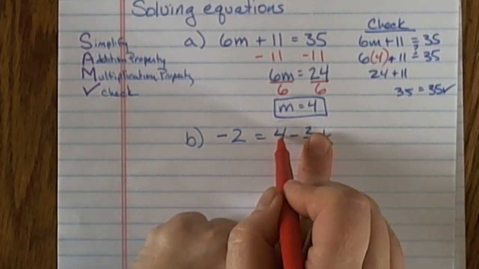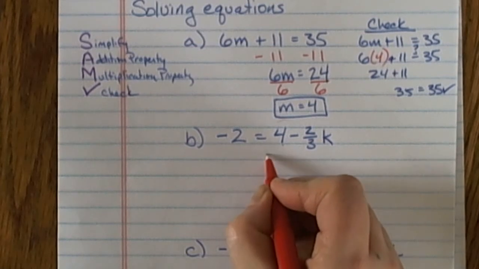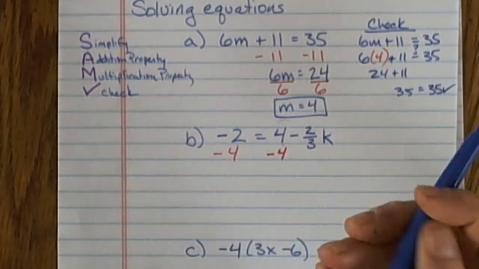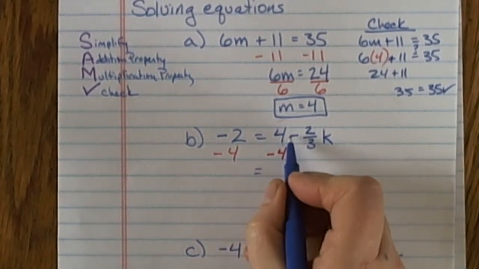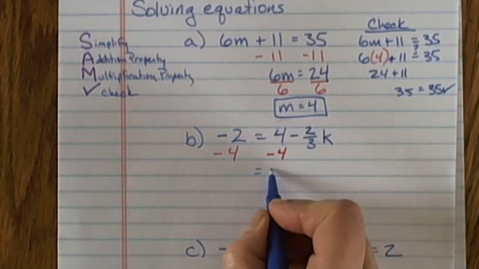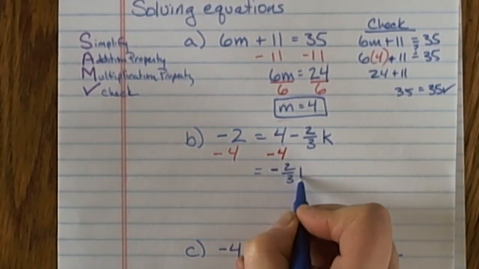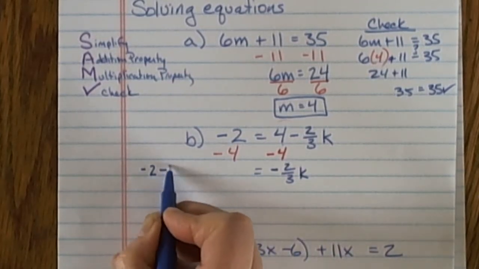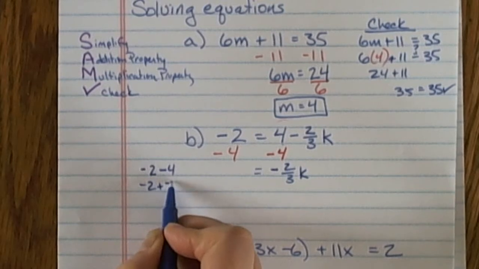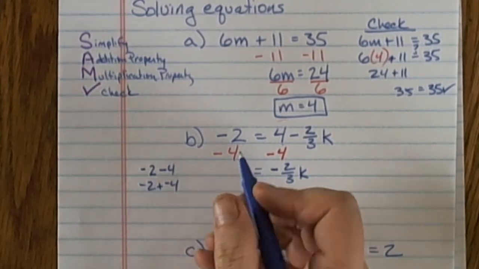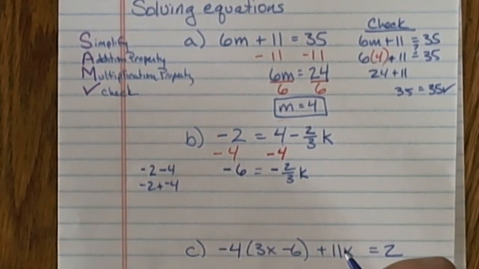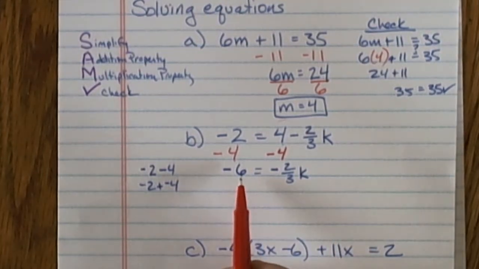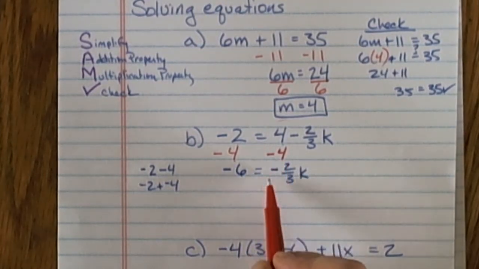I have a positive 4 as my other term, so to get rid of the positive 4, I'd have to subtract 4 from both sides. On the right-hand side, I'm ending up with this, it was minus 2/3 k, it just becomes a negative 2/3 k. And on the left, I have negative 2 minus 4, and I can evaluate that and make sure I'm careful with my sign rules. Negative 2 plus negative 4 is negative 6. So now that I've done the addition property and I have one term on each side, I can work on getting rid of this coefficient.